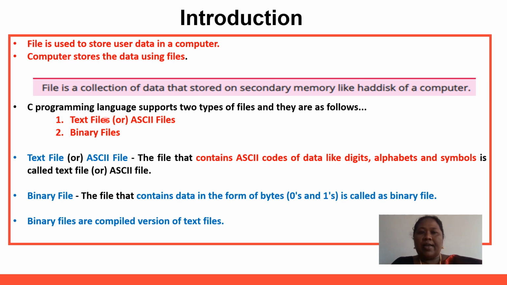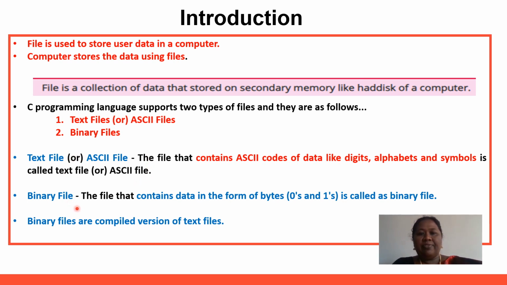Every computer will store the file in two formats. The C programming language supports two types of file format for storing the data. One is the text file or ASCII file, and another one is the binary file format. What is meant by a text or ASCII file? This file contains ASCII codes of data like digits, alphabets, and symbols. A collection of this data will be present in the form of a text file. So that is called the text file format of data.